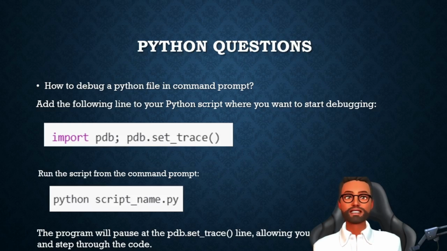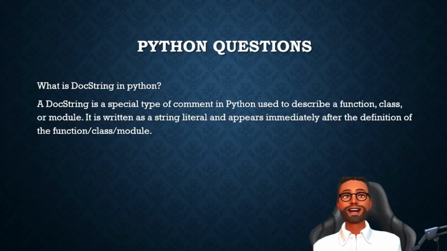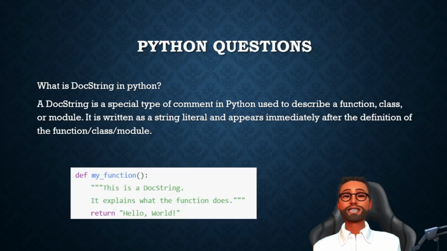q, quit, exit debugging. Last question in Python is what is docstring in Python? A docstring is a special type of comment in Python used to describe a function, class, or module. It is written as a string literal and appears immediately after the definition of the function/class/module. You can access a docstring using the __doc__ attribute.